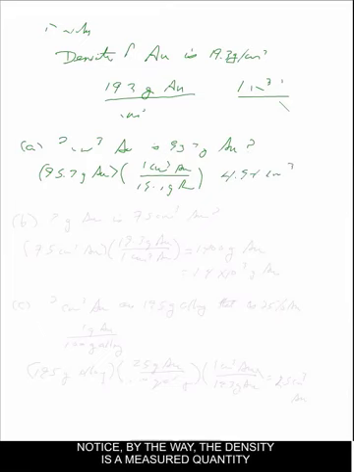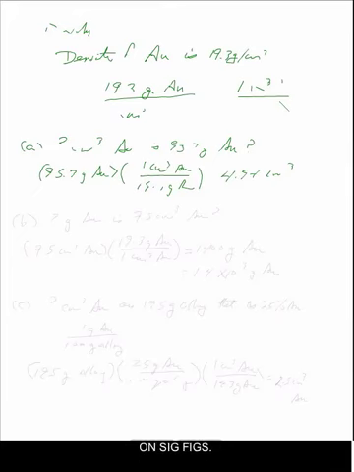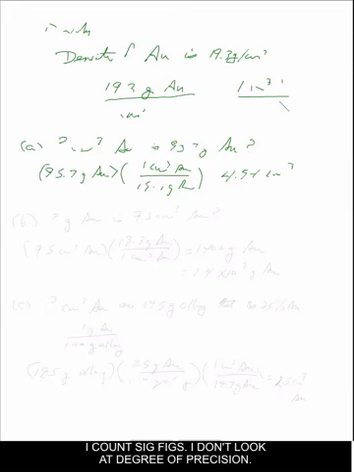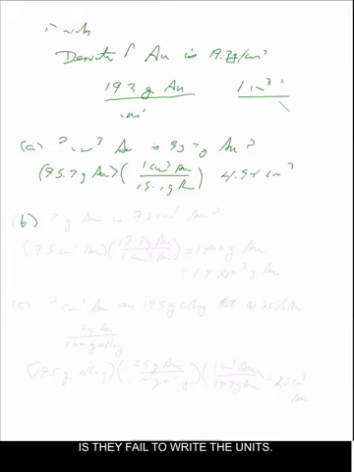Notice, by the way, the density is a measured quantity, so its sig figs count. And I also gave you 3 sig figs in the 95.3, so I should have a 3 sig fig estimate. Remember, this is the multiplication rule on sig figs. I count sig figs. I don't look at degree of precision. Both the given values here are to the nearest tenth and the answer is to the hundredths, but that has to do with the fact that I'm counting sig figs in a multiplication or division type problem. Again, none of this is difficult to do if you write the units. I see that's the most common mistake people make, is they fail to write the units.